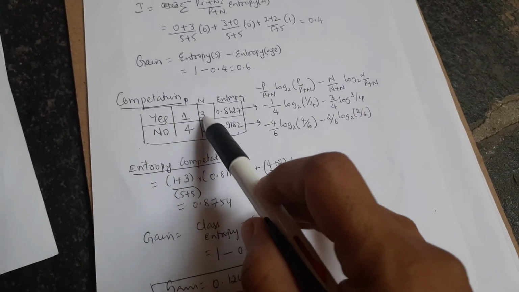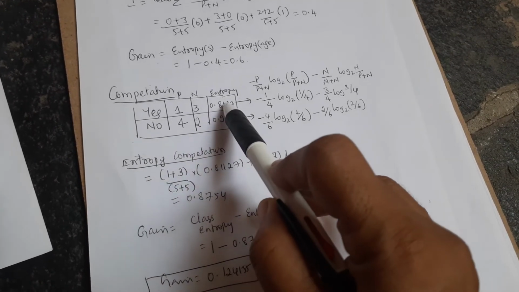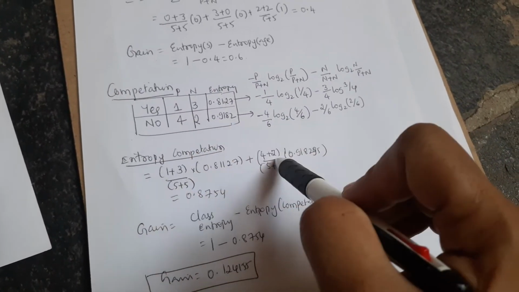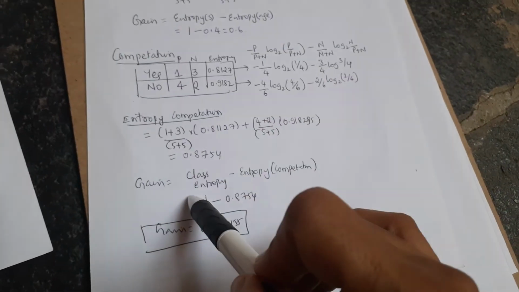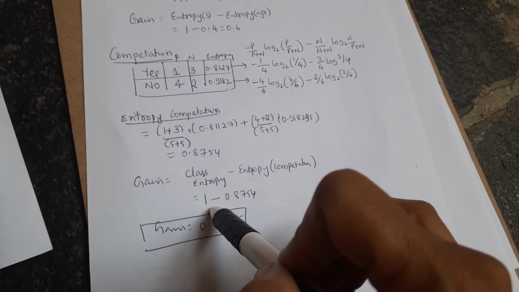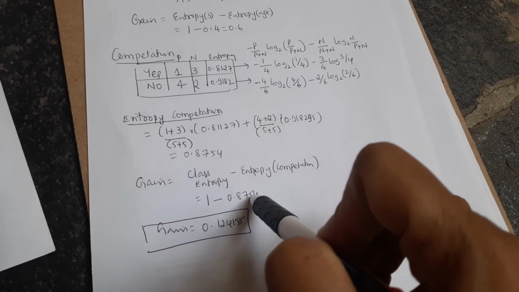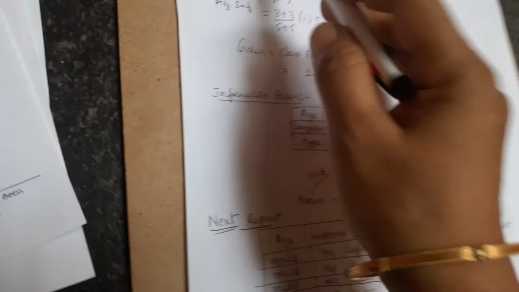That is 1 plus 3 divided by the whole class, positive and negative examples, into the entropy of this corresponding type. Next, 4 plus 2 divided by the whole class, 5 plus 5, into this entropy. So calculate the gain. Gain is what? How much is the class entropy? Already we know it is 1, minus what we got for the corresponding attribute, 0.874. The gain is 0.125.